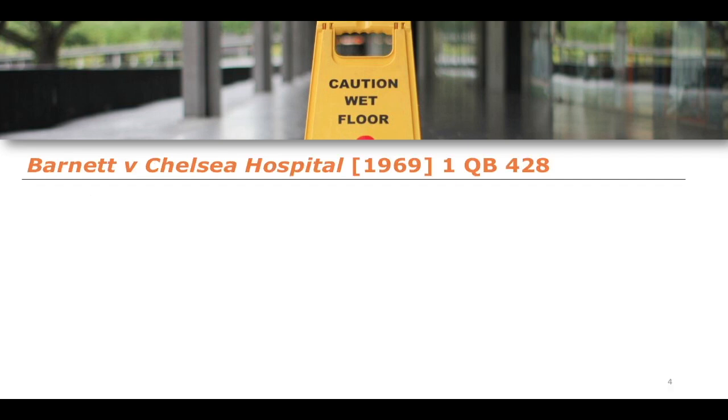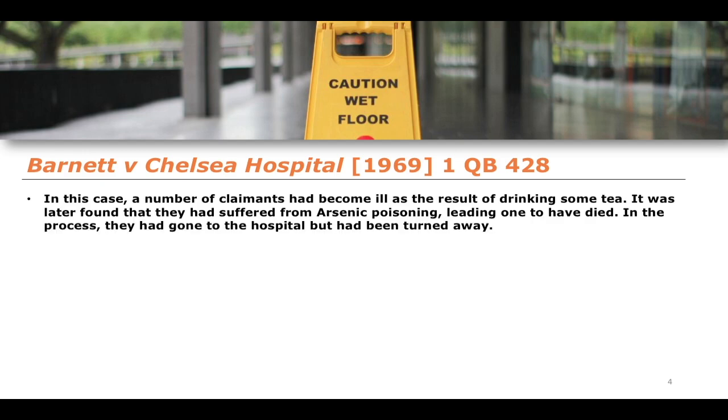Now, to illustrate this point, let's have a look at a piece of case law. We can talk about the 1969 case of Barnett v Chelsea Hospital. This was a case where there were a number of claimants who had brought a claim on the basis that they had become ill as the result of drinking some tea. It was later found that they had suffered from arsenic poisoning, leading at least one of them to die.